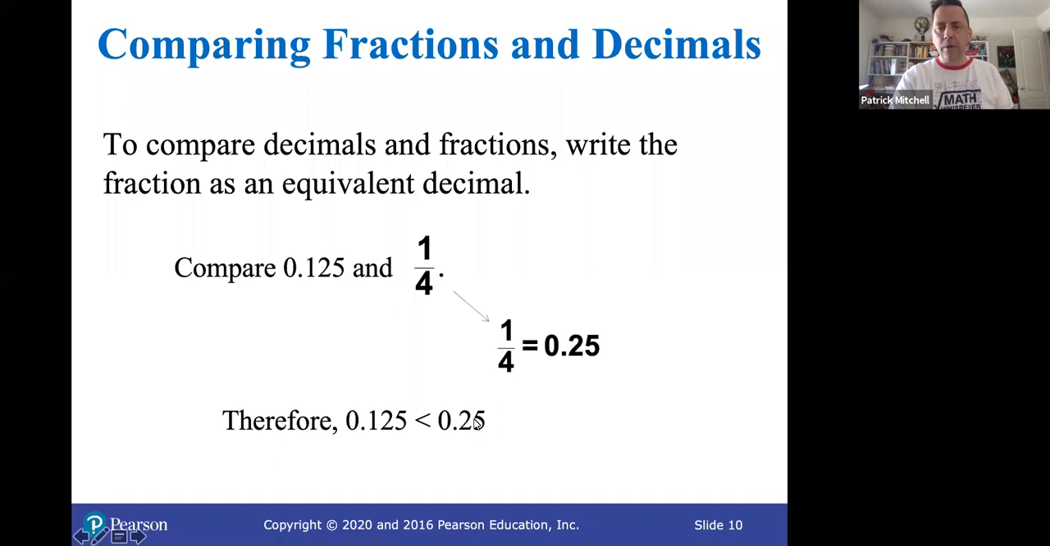The reason I know this one is bigger than this is because it has a larger tenths digit, right? They both have 0 as the whole part, but 2/10 is bigger than 1/10. That makes this bigger.